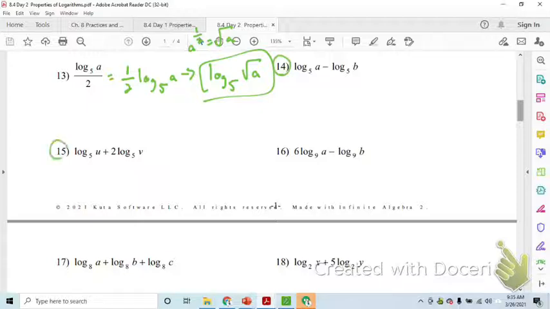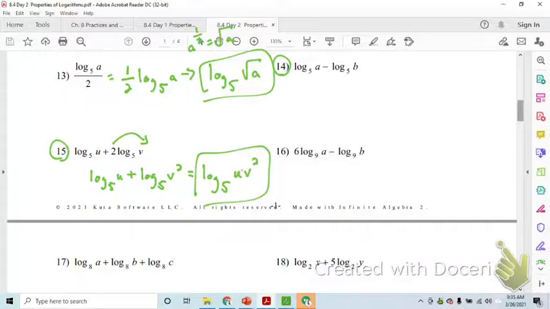Number 15, all right? I'm going to start by moving the 2 onto the v. So this will be log base 5 of u plus log base 5 of v squared. Since they're being added, that turns into multiplication. So it'll be log base 5 of u v squared. You can put that and that if you want. Either way, it'll look fine, I'm sure.